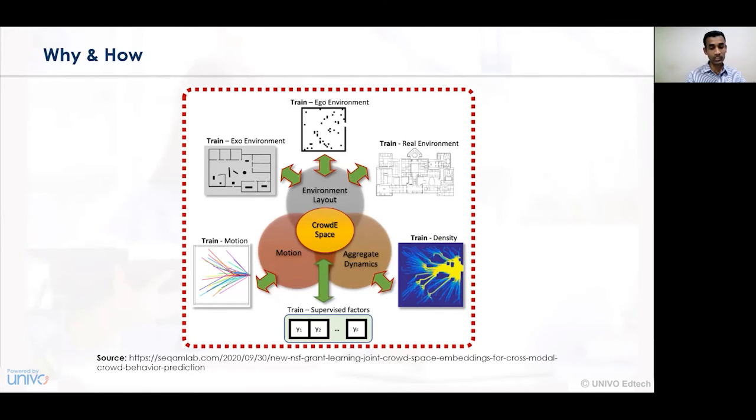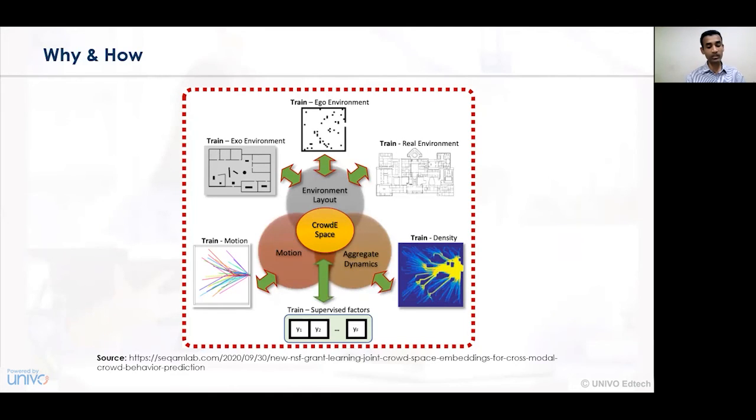Now this particular diagram shows the structure of crowd space learning. On the basis of crowd space learning, we can train the external environment, the internal environment, the egoistic environment, the real environment, and lastly, we can also train the motion as well as the density of a certain population. All these factors can be focused with the help of the environment layout, the motion strategy that has been moving, and the aggregate dynamics which are in existence.